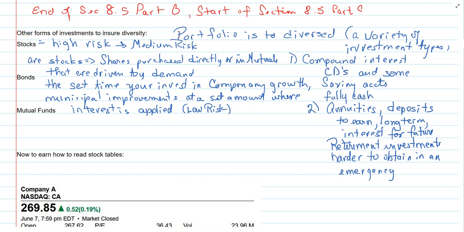Because bonds are loans from an individual to a company, a city, government. Government bonds are fairly secure. Inflation is not included in the bond. In other words, whatever the interest rate is at the time of purchase is what they're legally allowed to pay back to you. Mutual funds.